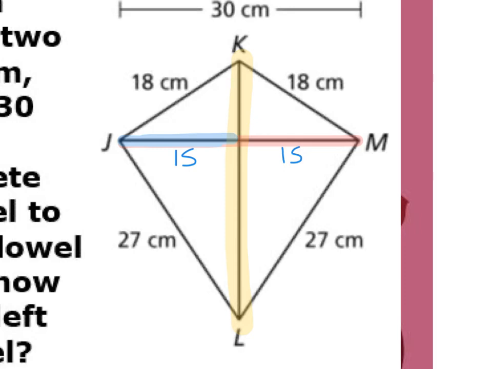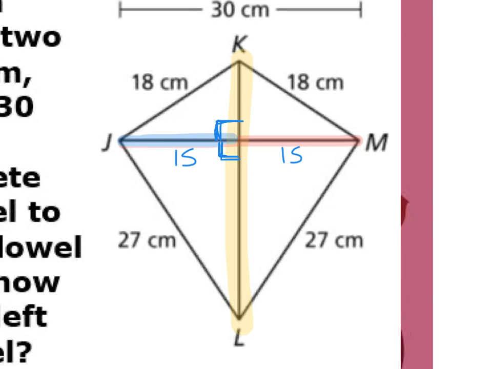What do we know about the diagonals of a kite? They bisect. They're congruent. They might be at 90 degrees. They intersect at 90 degrees. So they're perpendicular. So this is a right angle here. This is a right angle here.